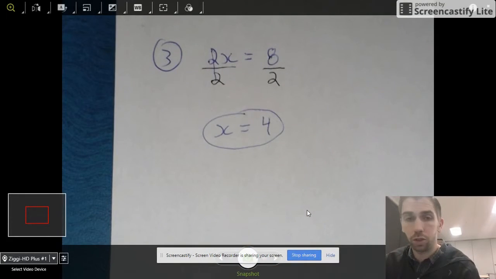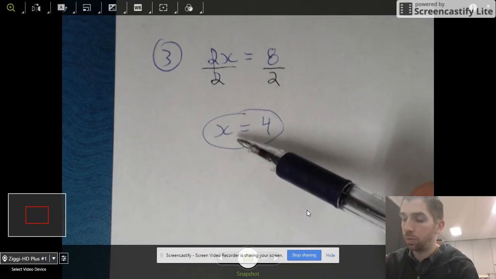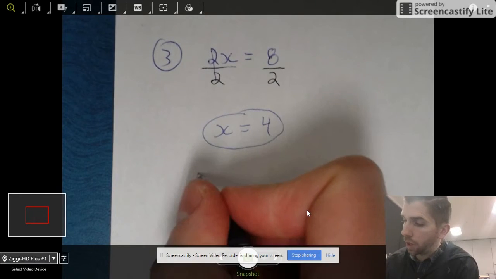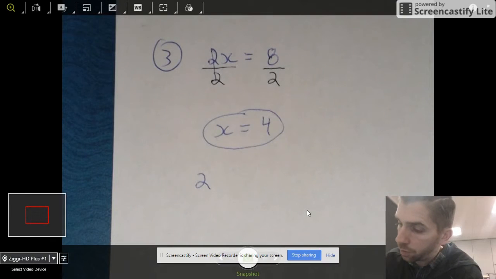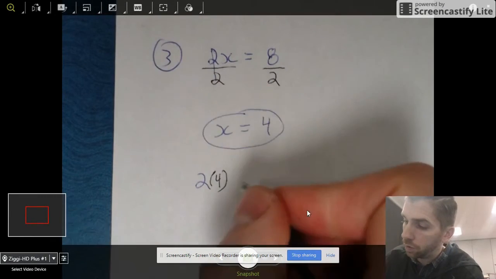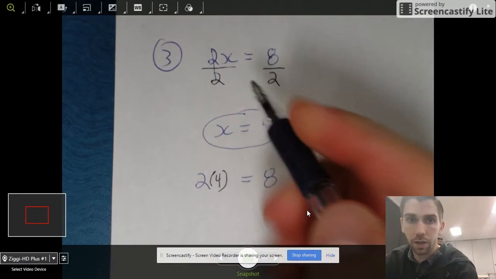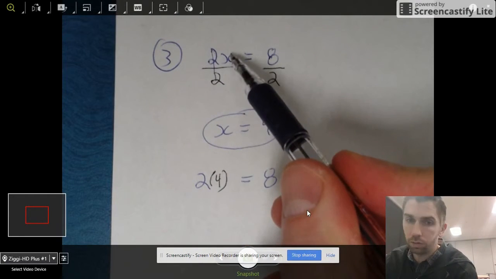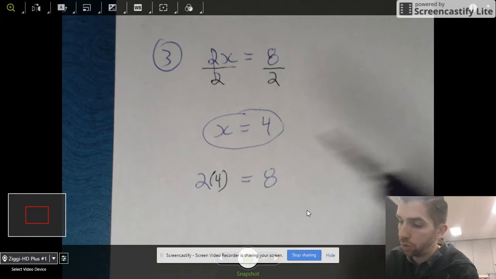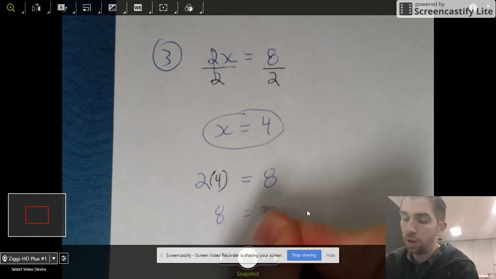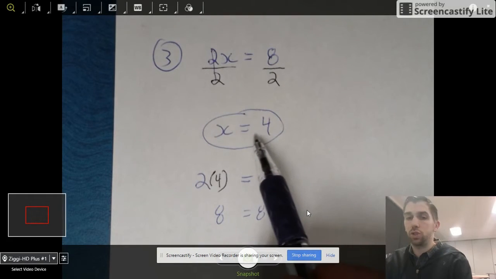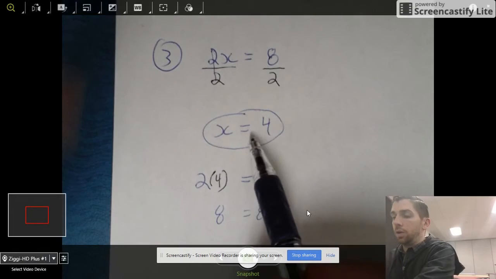And if you want to double check that it works, let's actually substitute it back in. So remember, whenever I make a substitution, I'm going to put it in brackets. So 2 times 4 should equal 8, right? Wherever I saw I had an x, I replaced it with 4. 2 times 4 is 8? Yeah, that's right. 8 equals 8. Then you know your answer that you came up with is correct. That's how you check your answer. One more.